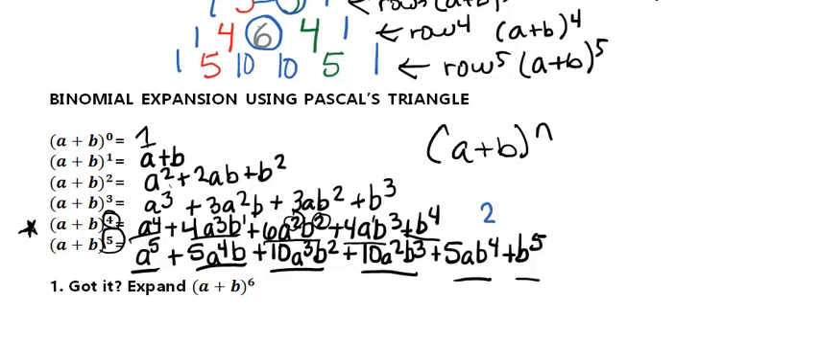As your got it question, I would like for you to expand Pascal's triangle one more row below and find the coefficients that should match in this pattern, and expand a plus b to the 6th power. And we'll move on to number 2 and expand 2x minus 3 to the 4th.